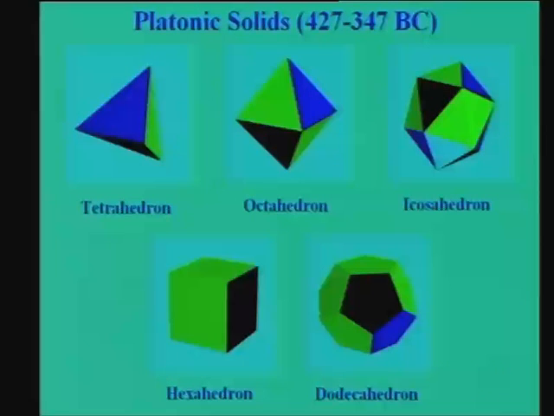Talking about the symmetry, we talked about the 5 Platonic solids. What you see on the screen here is the 5 Platonic solids: the tetrahedron, octahedron, icosahedron, the hexahedron, which is the cube, and the dodecahedron. These are the 5 Platonic solids I was talking about, and basically this was postulated by Plato during the period 427 to 347 BC, that was his life period.